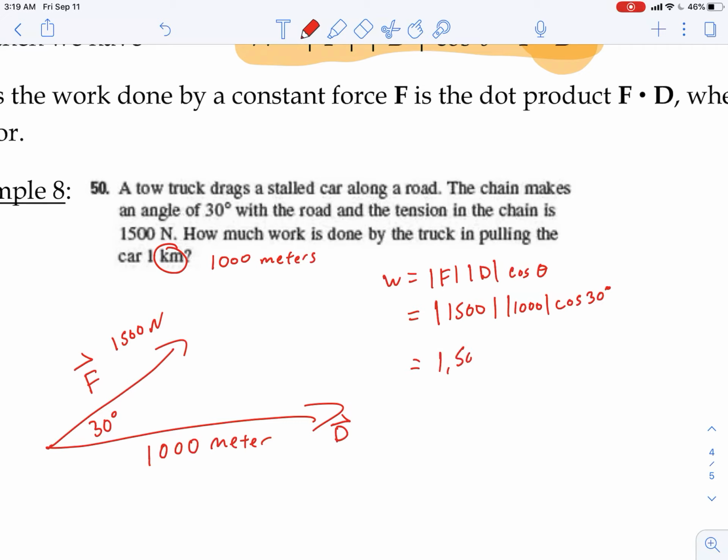1,500 times 1,000 is 1,500,000. Cosine theta is just the square root of 3 over 2. And multiplying, we go ahead and halve that, so 750,000 times the square root of 3. And because this is work, the unit of measure for work is joules. All right. And we're finished.